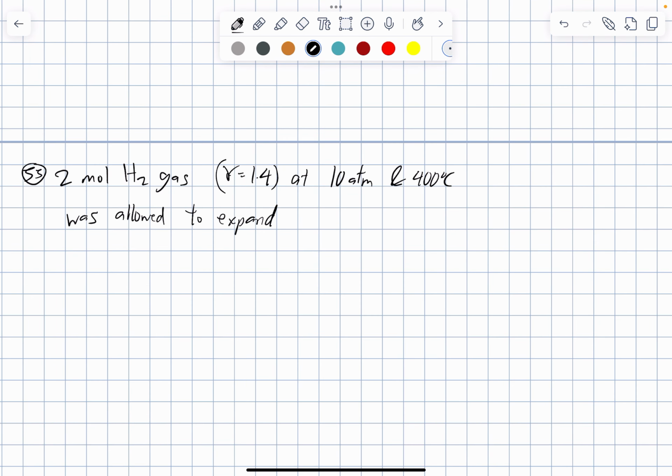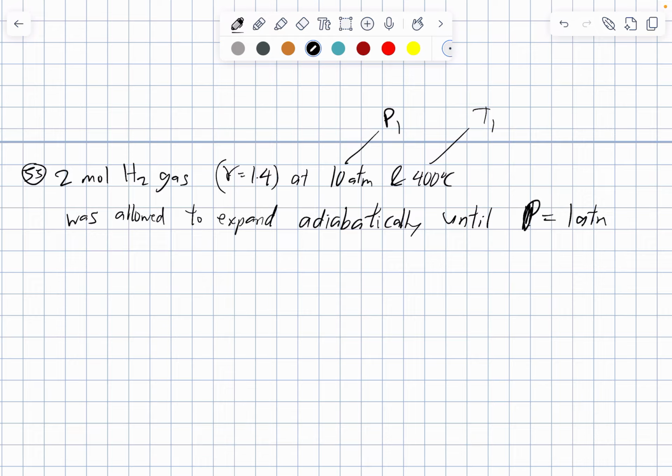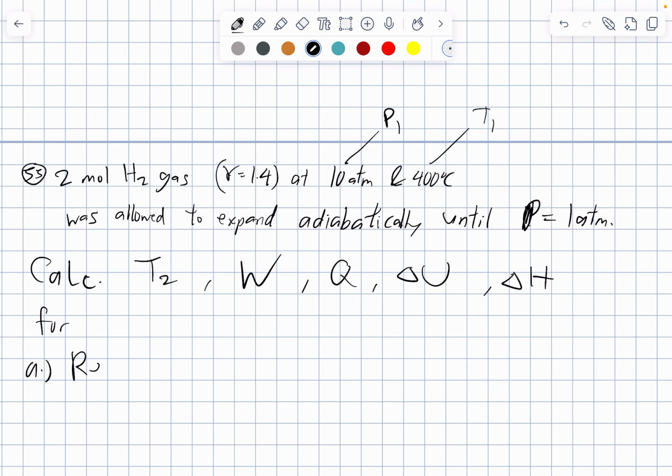Example 55. So 2 moles of H2 gas, hydrogen diatomic gas. Gamma is 1.4 at 10 atmosphere originally, so this is P1. 400 degrees Celsius, this is T1, was allowed to expand adiabatically until P equals 1 atmosphere. So, calculate the final temperature, the work, the heat, internal energy, and the change in enthalpy for a reversible process.